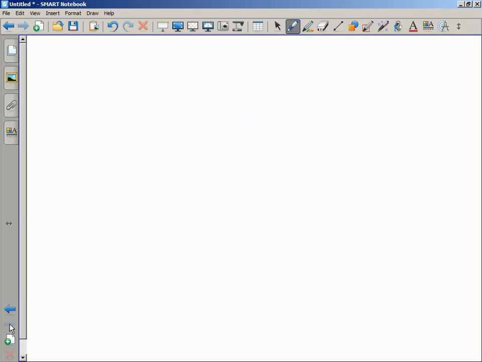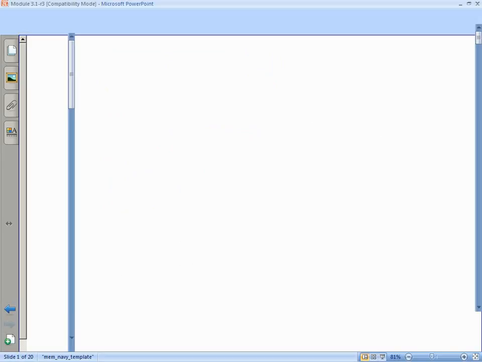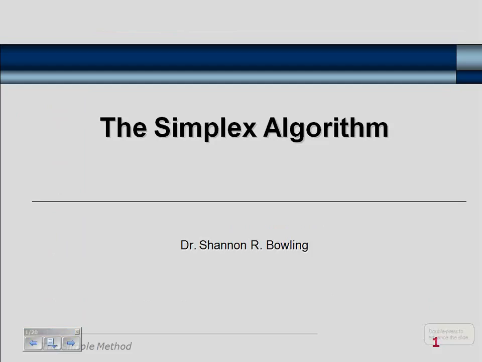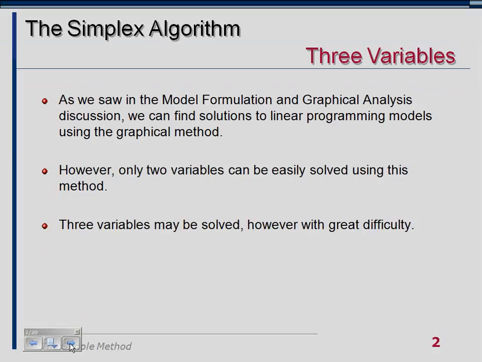Alrighty then. Let's go in here and take a look at a problem. Now, I posted these slides. They don't necessarily coincide with the book problems, but I need to fix those problems. But anyway, this will get the point across. Like I said, we're going to be talking about the simplex algorithm. Simplex algorithm is how we're going to solve these n-dimensional problems. So we saw in the model formulation and graphical analysis discussion, we can find the solutions to linear programming models using what's called the graphical method. But we can really only do 2 variables, 3 variables with a lot of work. Okay? So we need another method.